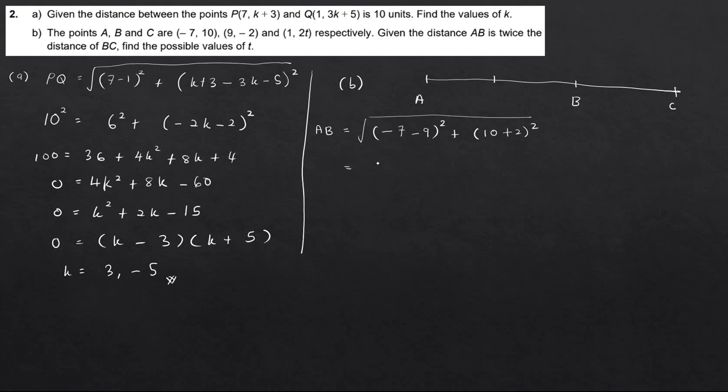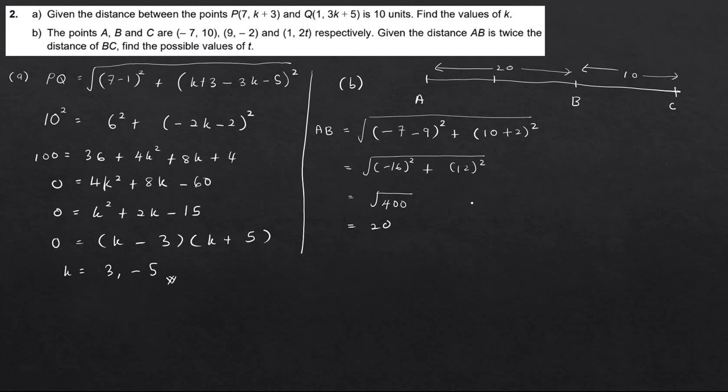Negative 7 minus 9 is negative 16 squared, plus 12 squared. From here we get the square root of 400, which equals 20. So the distance from A to B is 20. That makes the distance from B to C 10, because the distance from B to C is half the distance from A to B.